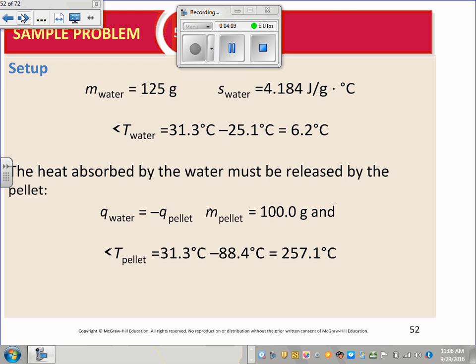So the heat that's gained by the water has to equal negative Q of the pellet, the heat lost by the pellet. And negative means the heat's lost. The change in temperature of the pellet went from 88.4 to 31.3, so it's the final minus the initial. This should be not 257, it should be negative 57.1. So the change in temperature is negative 57.1.